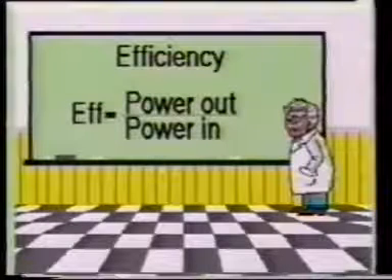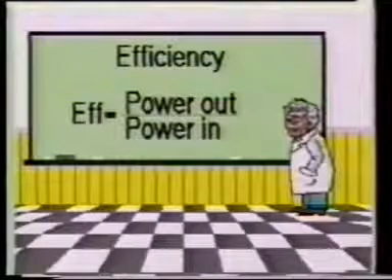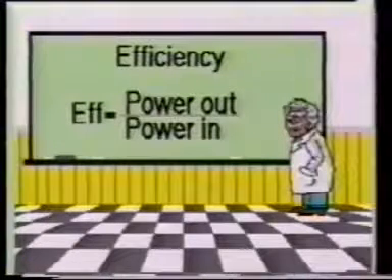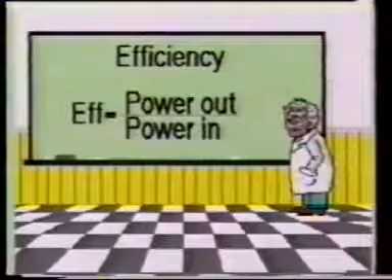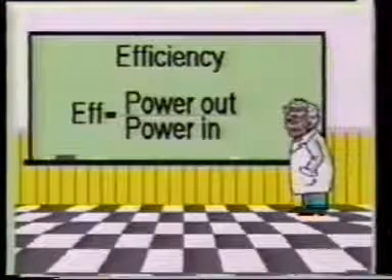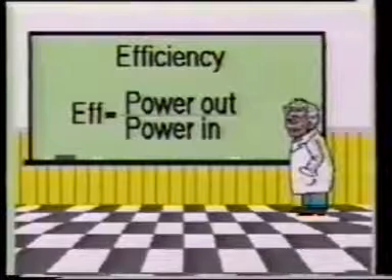All transformers have power losses which result in a decrease in the transformer's efficiency. To calculate the efficiency of a transformer, you must use the formula power out divided by power in. This number will always be less than 1 and will be indicated as a percentage.